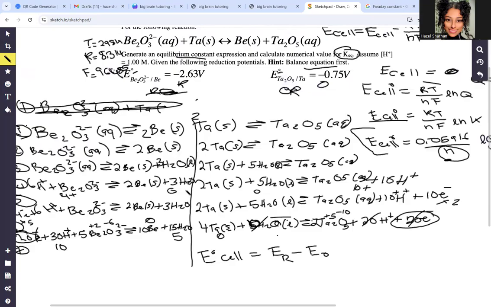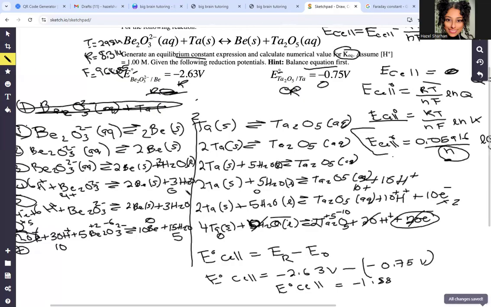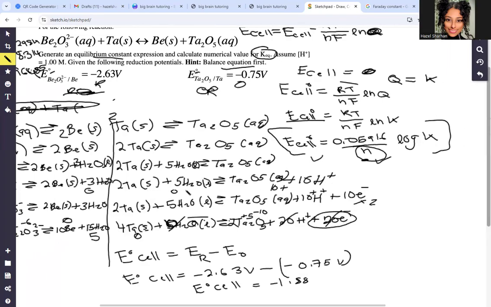And so what we're going to do here now is E of the cell is going to be equal to -2.63 volts minus -0.75 volts. And so then our E of the cell is going to be equal to -1.88. Nice. So now we have our E of the cell, we have our moles of electrons, we have this number up here. The only thing we don't have is K. And so now that we have all of our numbers, our only unknown is K.